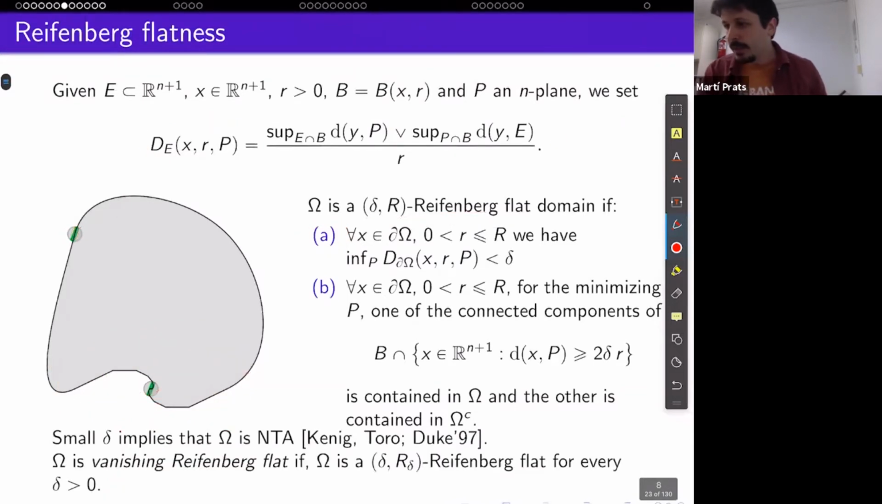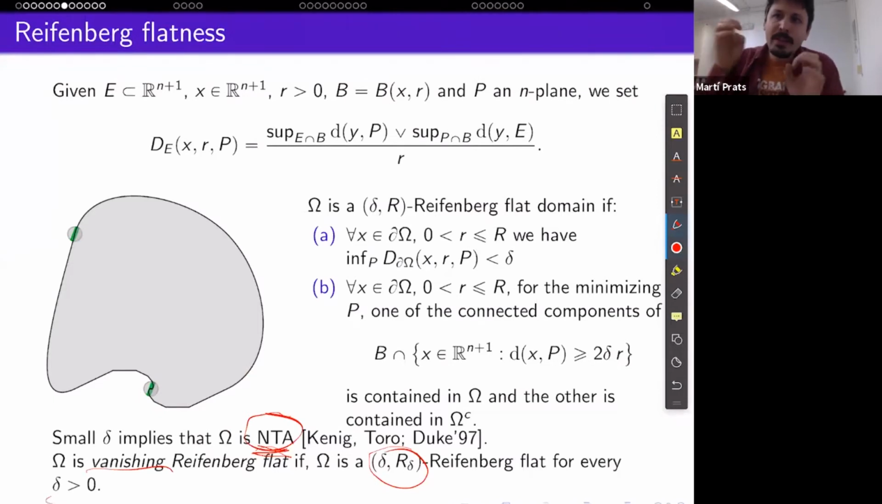So a small delta implies that the domain is in particular NTA. Okay. So talking about NTA domains in the setting of Reifenberg flat sets is essentially saying nothing if we need small constants. And this is the case. So it's quite a natural setting. Now, if omega is vanishing, we say that omega is vanishing Reifenberg flat if it is delta-R Reifenberg flat for every delta. So we can always find a small scale where the delta is small enough, okay, in a uniform way.